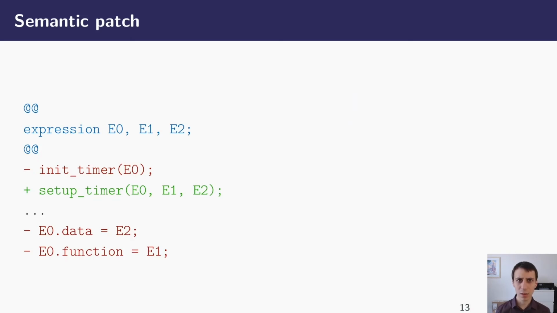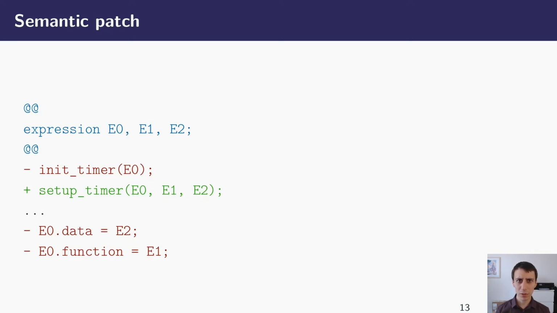Let's look at what a semantic patch looks like. So here you have an example of a semantic patch. As you can see, it strongly resembles a classic diff, except that it has a small header part between the two @ signs. In this part, you can declare metavariables. Here, three metavariables are declared and they are of type expression. They are called E0, E1, and E2.